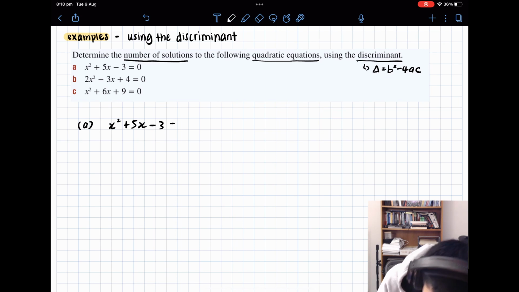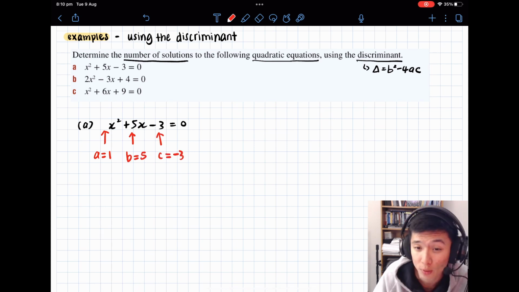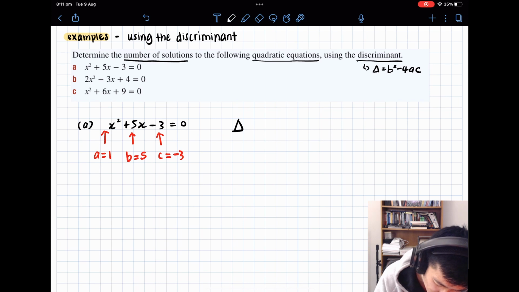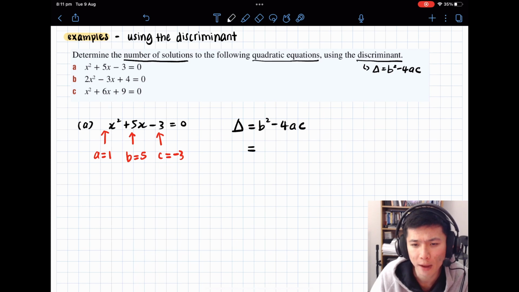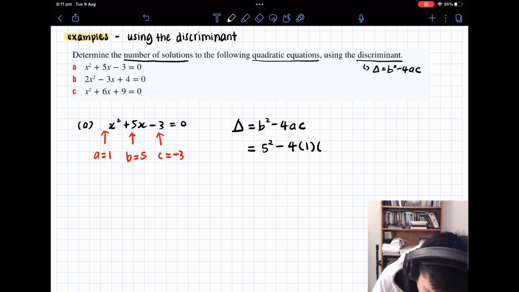And again, let's do our hard work of figuring out what a is equal to. A is 1. B is 5. And C is minus 3. Right? We've got to include the negative sign. Now, what is the discriminant? The discriminant is b squared minus 4ac. So let's substitute our values in. We get 5 squared minus 4 times 1 times minus 3. And so we get 25 minus 12.